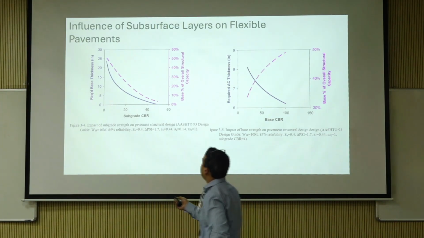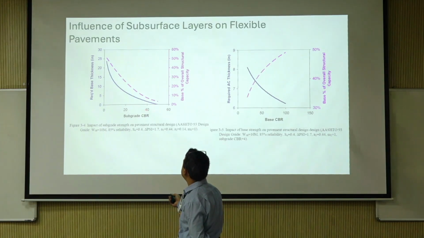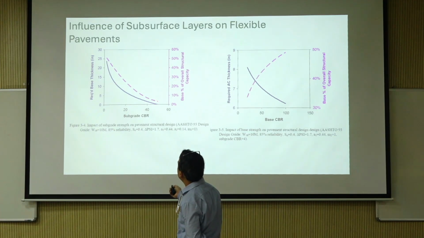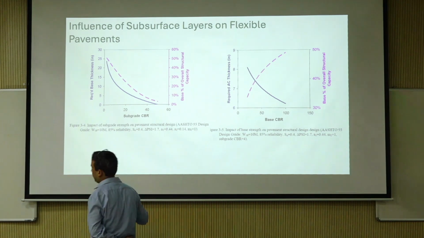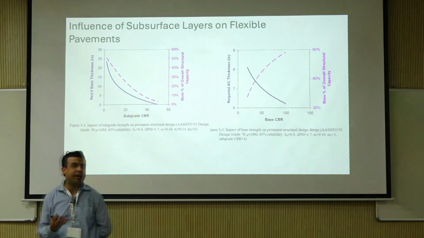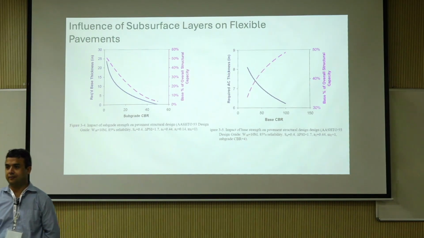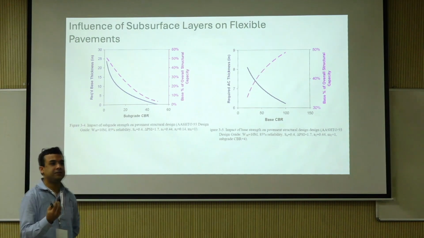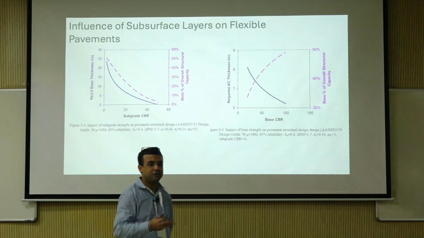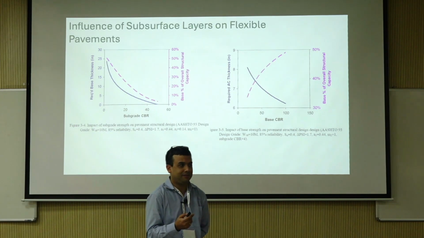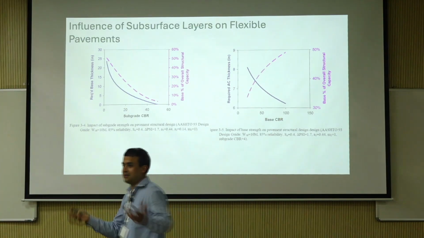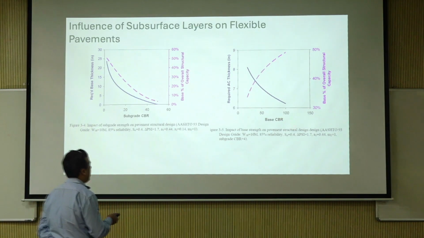As the subgrade CBR increases, your required base thickness decreases significantly, right? But this is base percentage of overall structural capacity. So when the subgrade CBR is very high, your base does not have to take a lot of structural capacity. Your subgrade is also contributing, right? Like when you have that sibling who doesn't make a single penny, you have to make most of the money to support the house, right? When both are supporting equally, the entire load is not on one person.